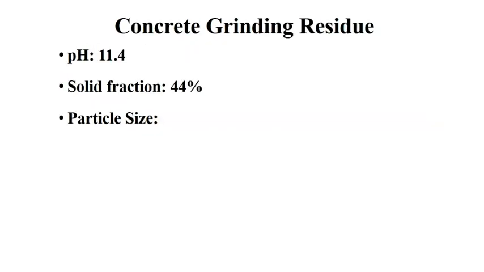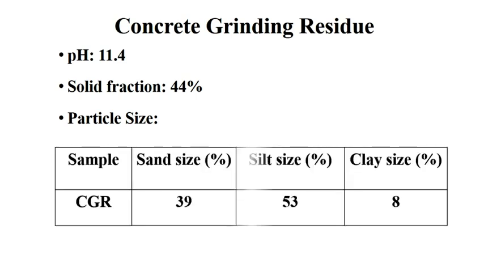The CGR for our studies has a pH of 11.4 and a solid fraction of 14.4%, and the particle size analysis table is like this. The CGR has 39% sand size, 53% silt size, and 8% clay size.